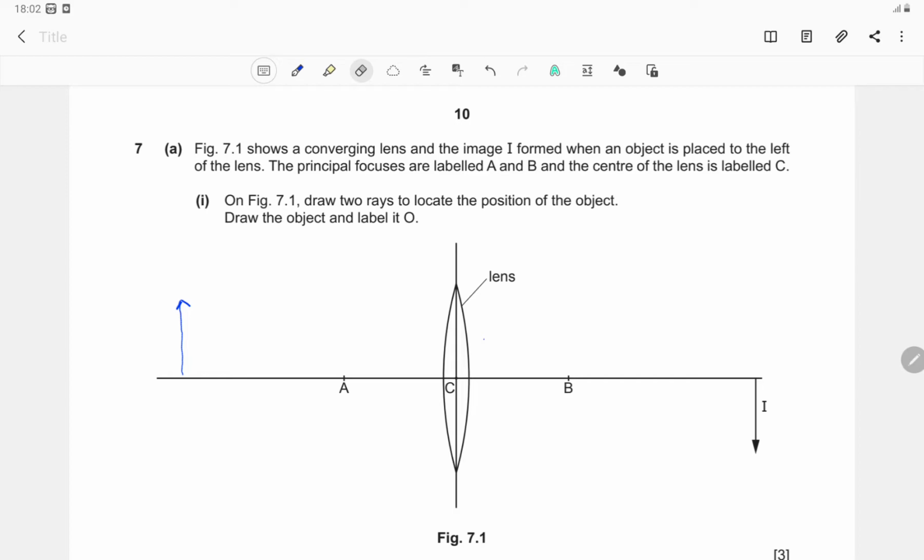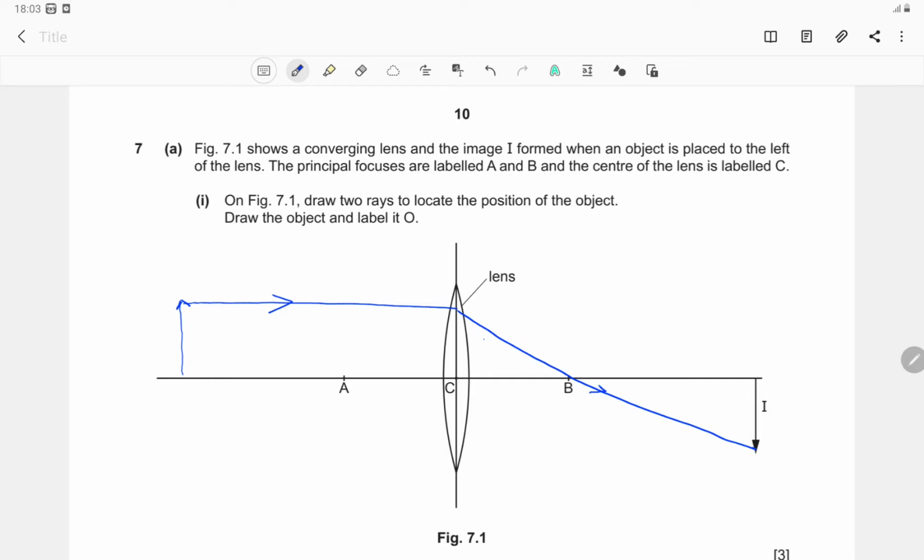So now we can draw the two lines. The first line should be coming from the object as a straight line parallel to the principal axis, so that after passing through the lens, it will pass through the principal focus and it will move straight. So it is supposed to be a straight line. And next you can draw the line. So you need to draw the arrow as the ray is coming from object. The direction should be like this.